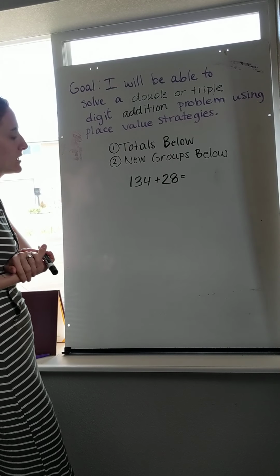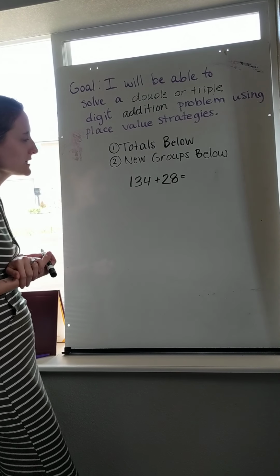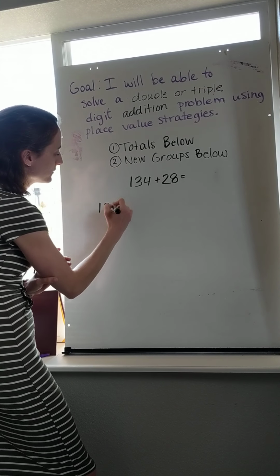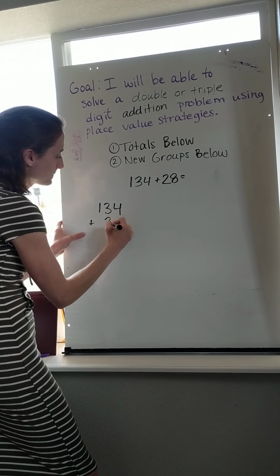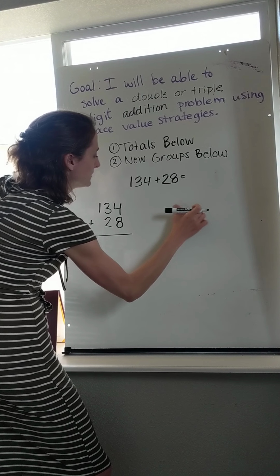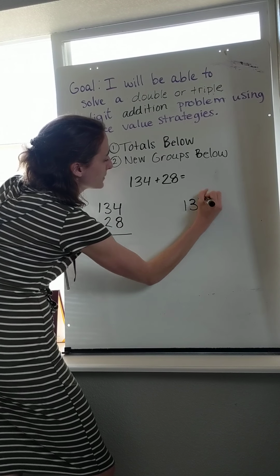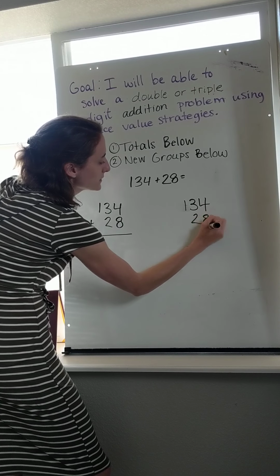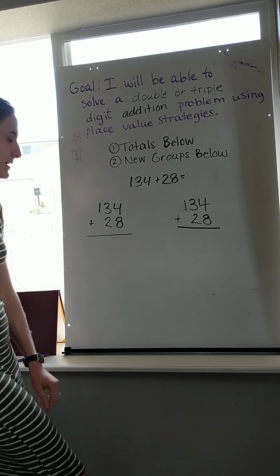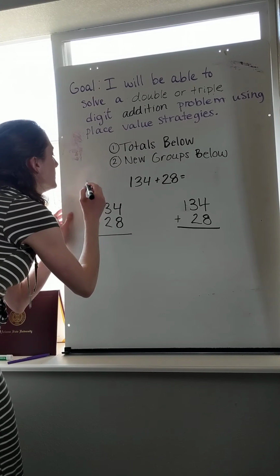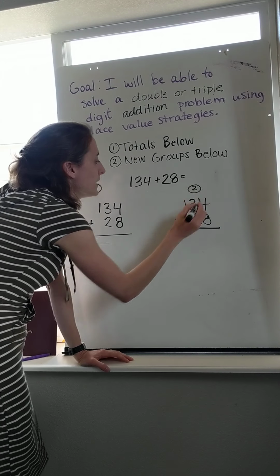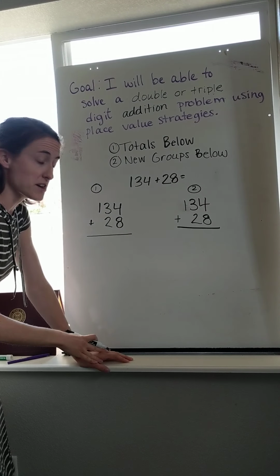So when we look at this, we can think, okay, I can stack these two numbers to show my vertical form and prove it in two different ways. So let me stack it over here, making sure to put my ones and my tens together. Let me write my part and my other part, because this is addition, stacked really well. Now, I'm going to do the first one, which is called totals below, over here, and then show you how it's the same as my new groups below. We'll see which one you like better, okay?